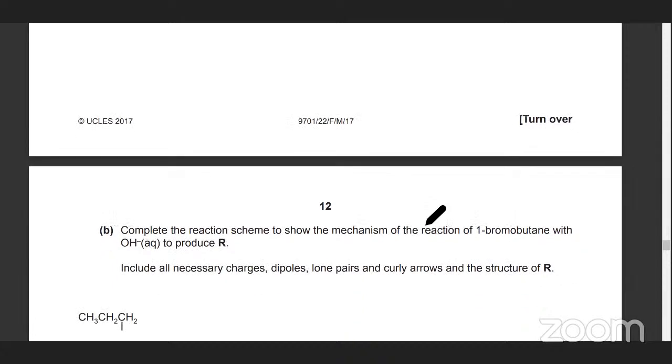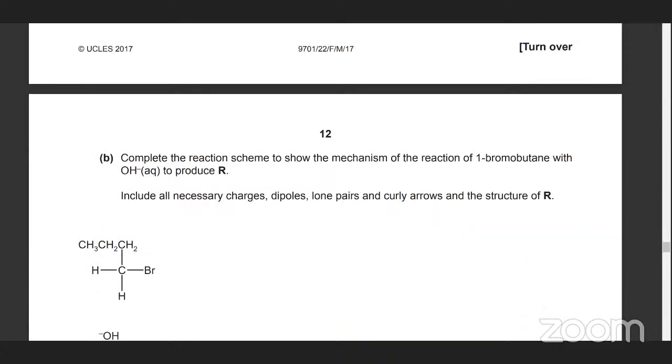Okay, is this clear? Mohammed, is this clear, Ibrahim?